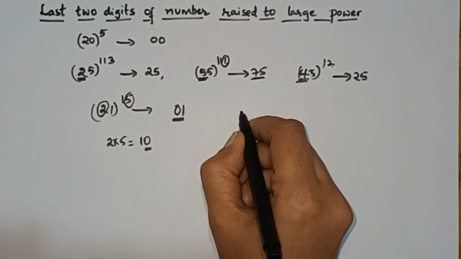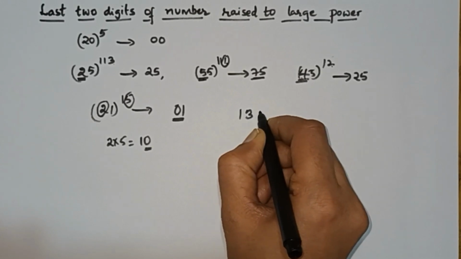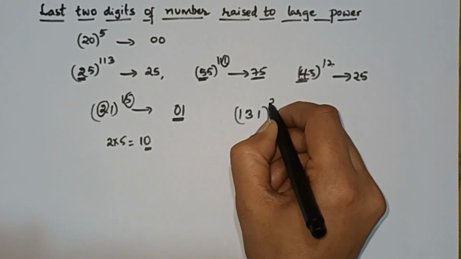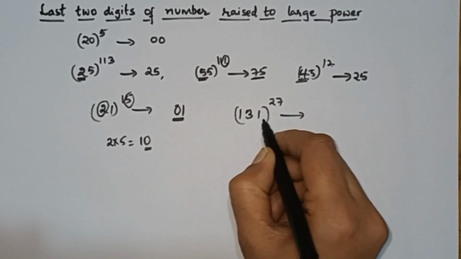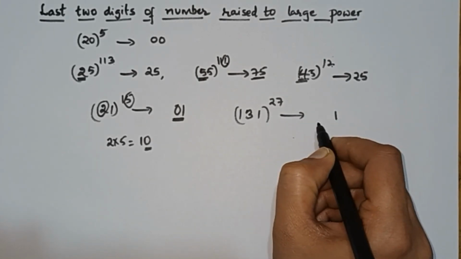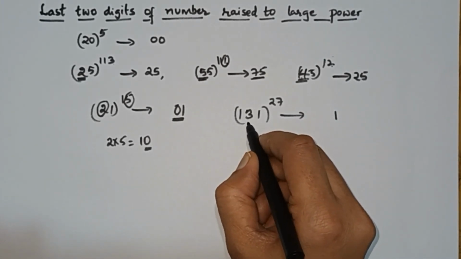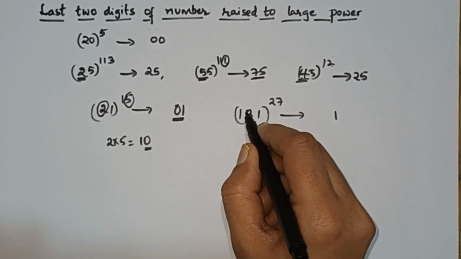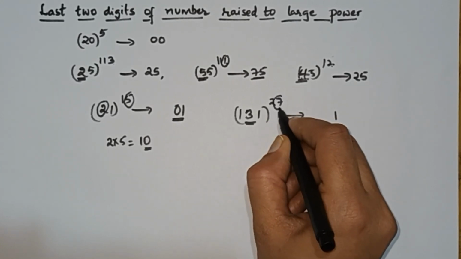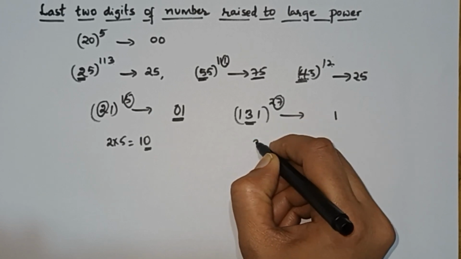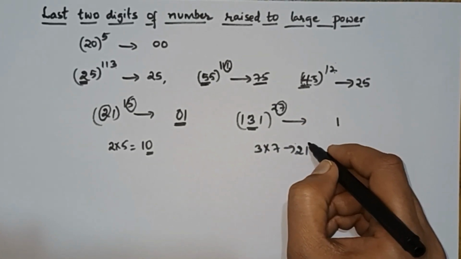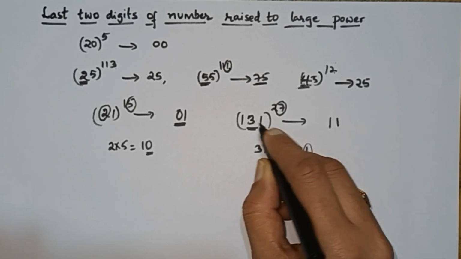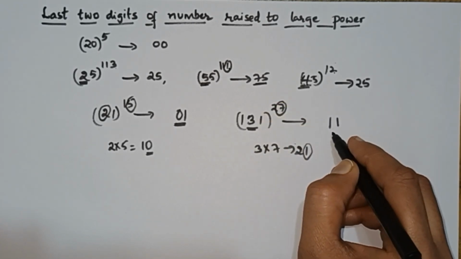Similarly, if you have 131 to the power 27, the last digit is always 1. Then to get the tens digit, take the tens digit of the given base and multiply it with the last digit of the power. So 3 sevens are 21. Here the last digit of the product is 1. Therefore this expression ends with 11.